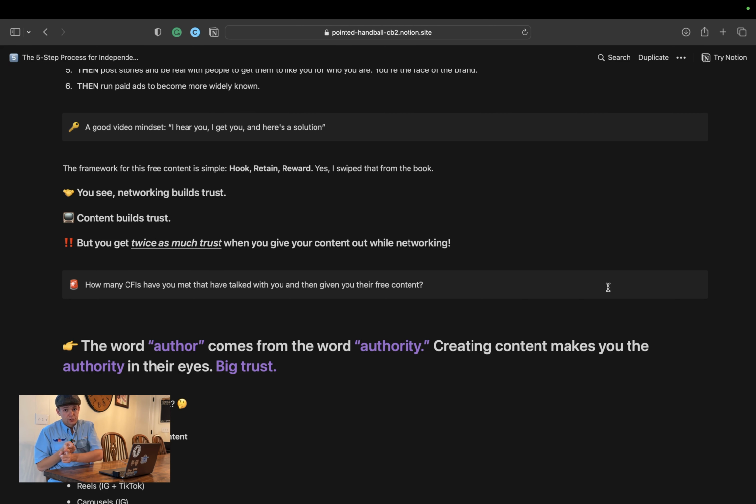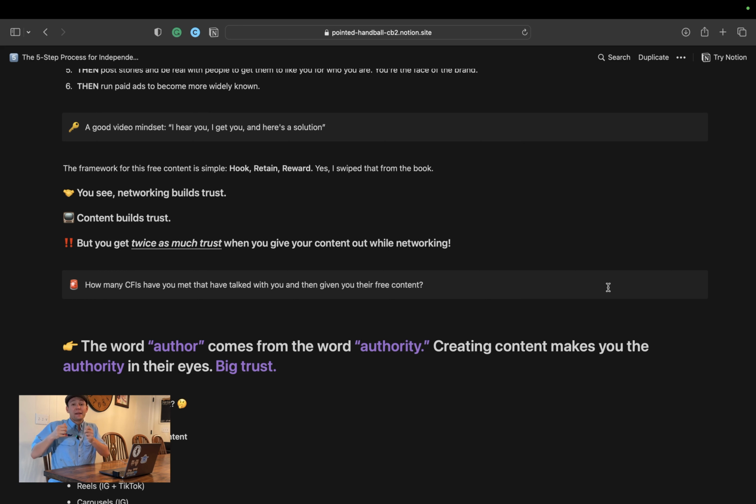The framework for making content is very simple. It's a three-step process. Hook, retain, reward. Grab people's attention with a good hook in your videos, then retain them with valuable information, and then reward them at the end for sticking to it the whole time. Give them a reason to come back for more. That's going to be in Alex Hormozi's book, $100 Million Leads. Again, read the book.